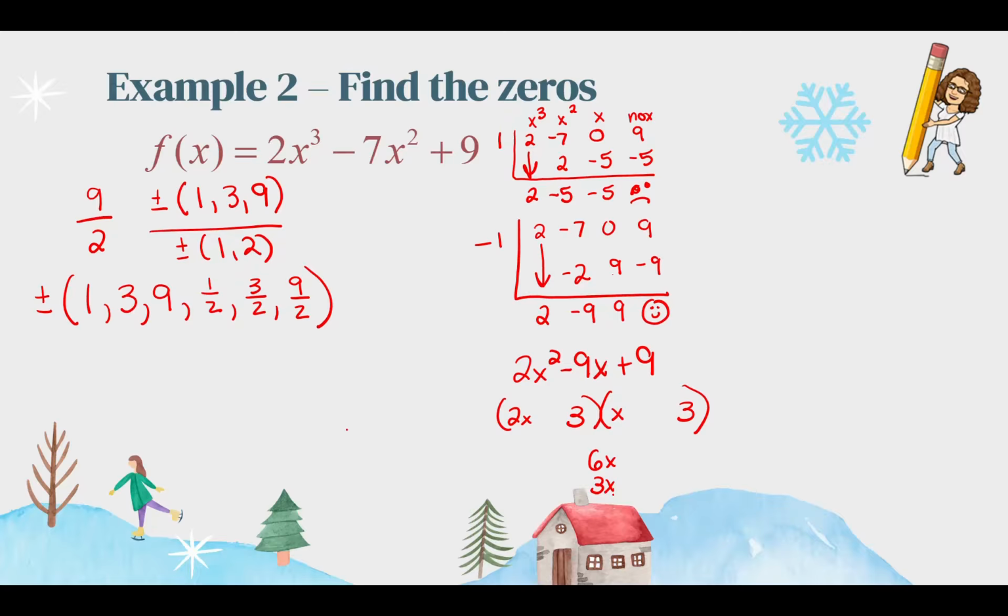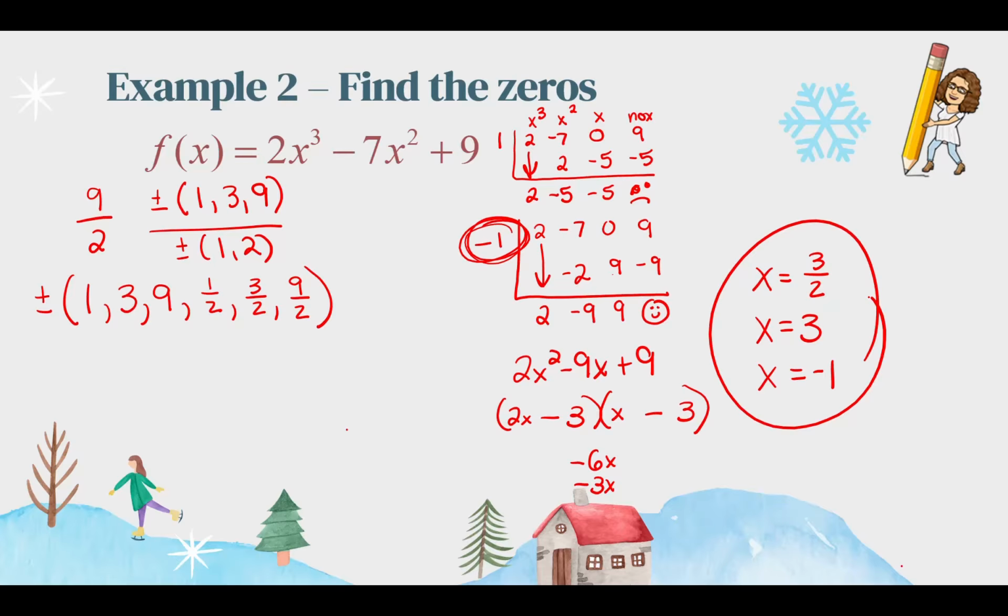A 6x and a 3x, they can both make a negative, giving me a negative 9. So, solving, I get x equals 3 over 2. That's coming from this guy because I added 3 divided by 2. I get x equals 3. That's from this guy. And then negative 1, don't forget the guy that started it all for your answer.